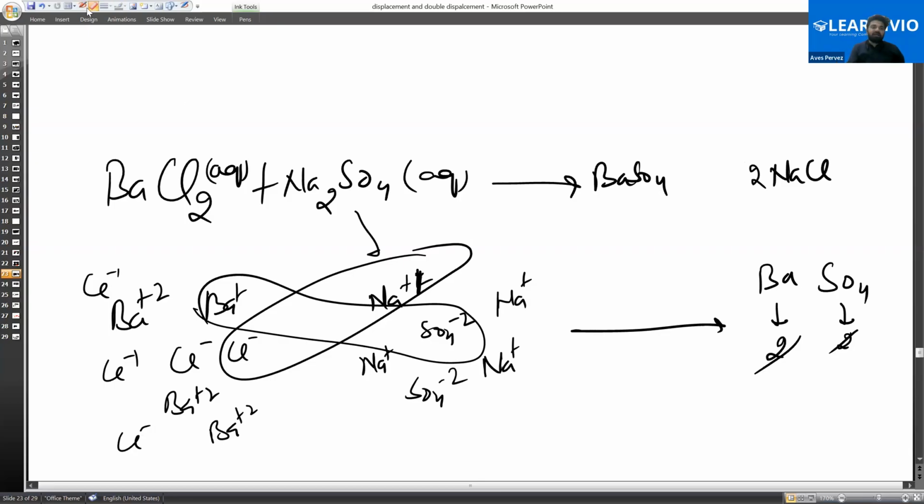Now it is in aqueous form. It is in aqueous form, and the precipitate is formed. Then precipitate.